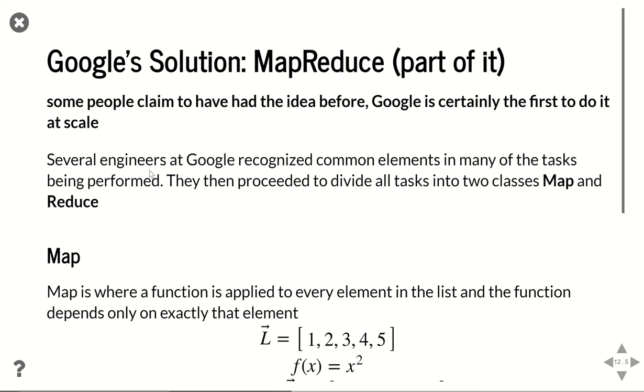And what they realized was that if you divide all the tasks you're doing into two different types of tasks, one called map and one called reduce, then you can focus on breaking up your tasks into these pieces and making a tool that does map and reduce very, very efficiently. Any algorithm that you could express as a map and reduce, or multiple maps and multiple reduces, you could run using this tool and it would handle everything you need for parallel computing.